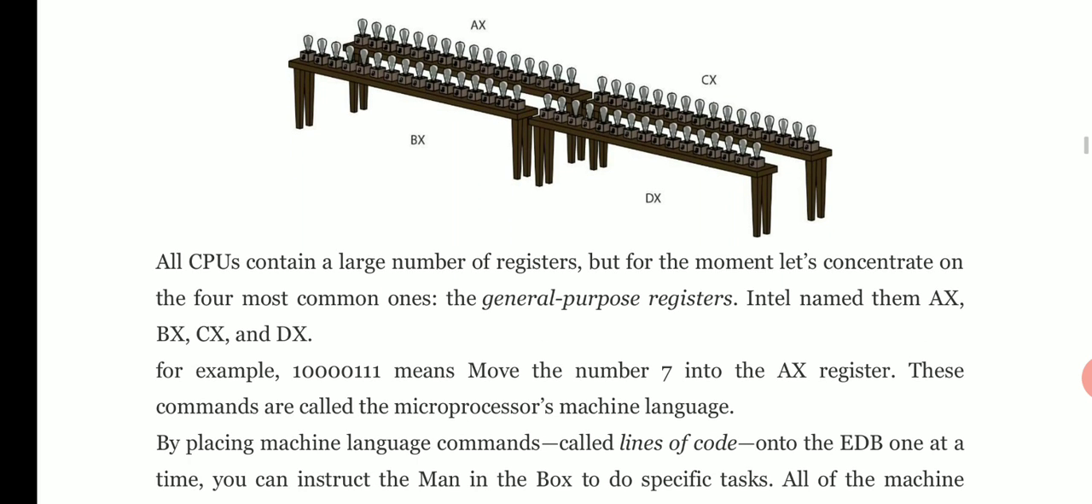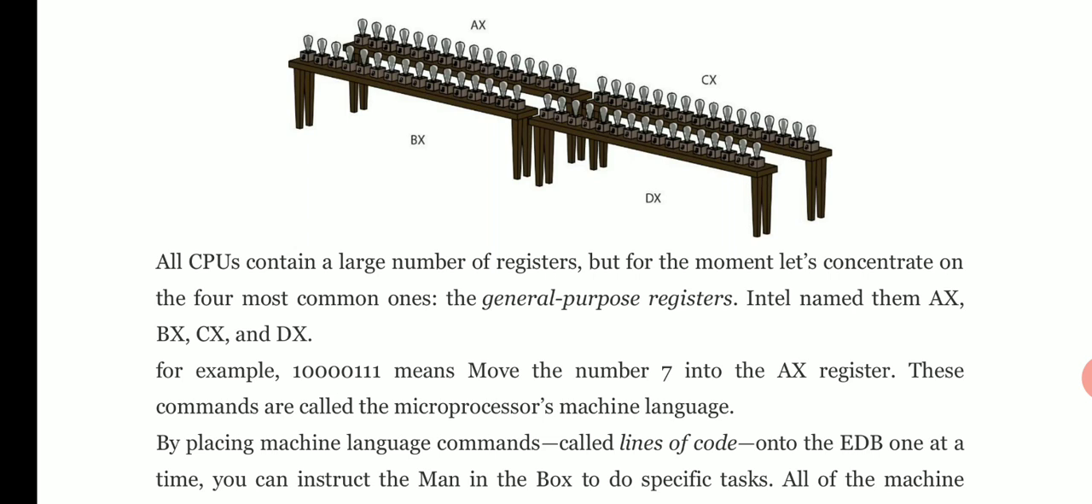For example, 10000111 means move the number 7 into the AX register. These commands are called machine language. The microprocessor uses machine language. So 10000111 means move the number 7 to the AX register. It uses a byte.